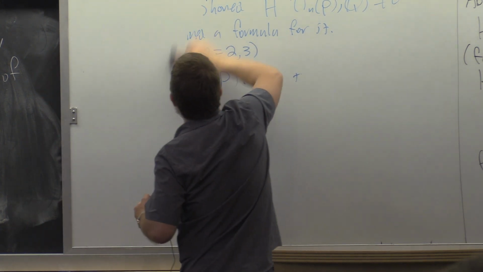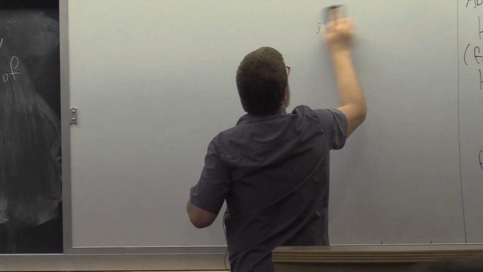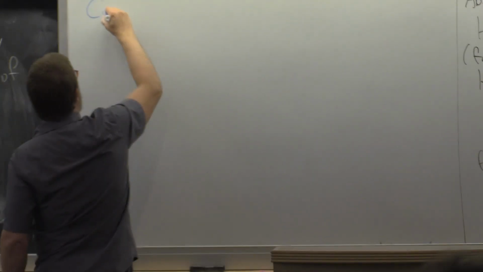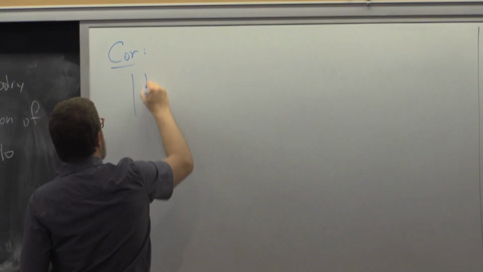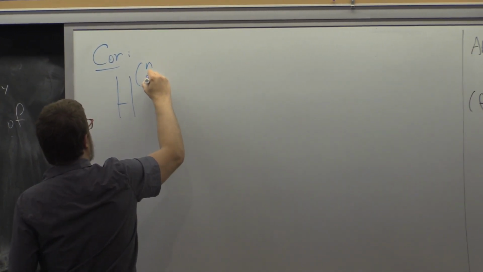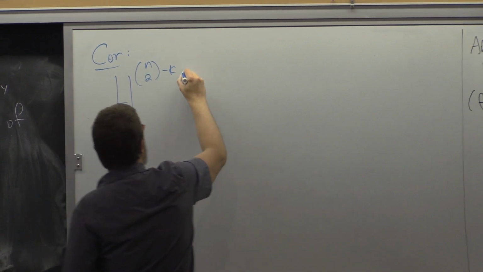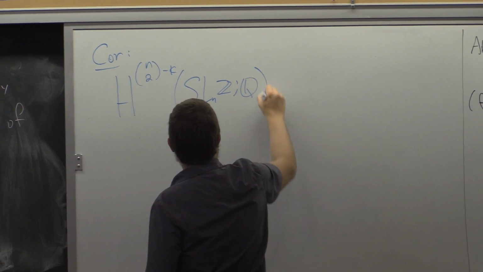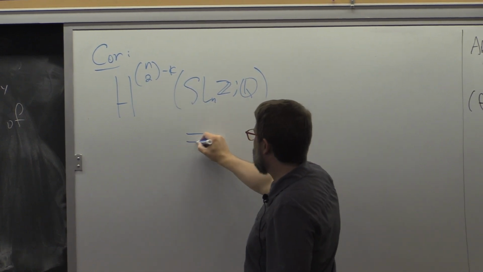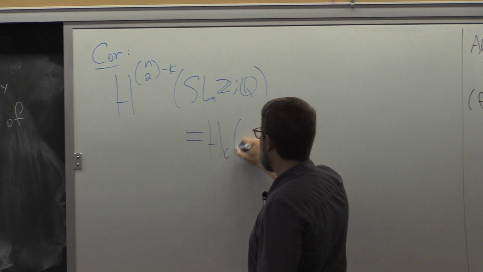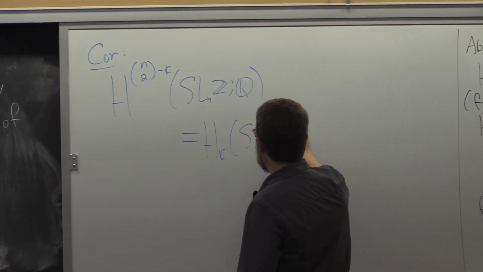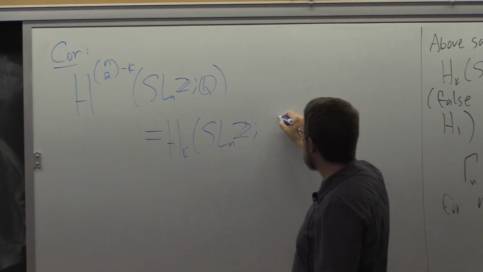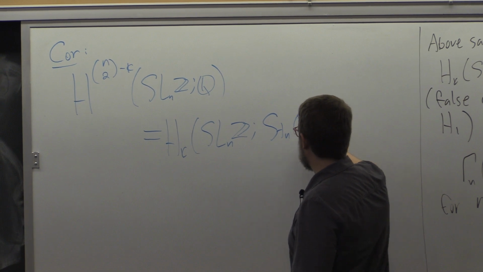This implies something like the following. So the corollary is that the cohomology in degree n choose 2 minus k of SL_n(Z) with Q coefficients is, I said this is supposed to be something like Poincare duality, so I'm going to say H_k of SL_n(Z), but here I put the homology of the boundary. The boundary is that Steinberg representation.